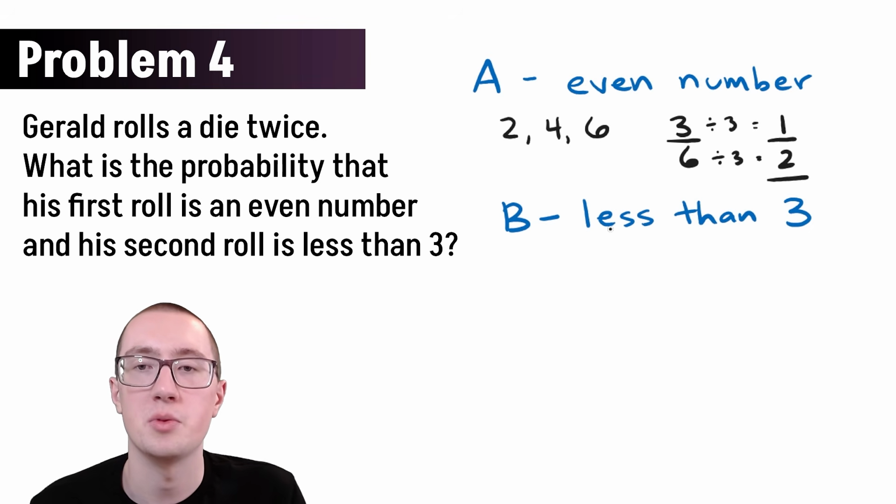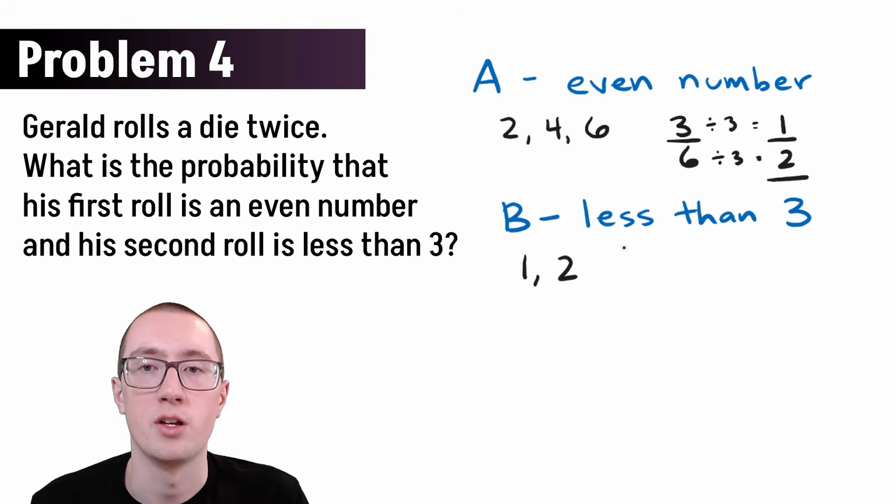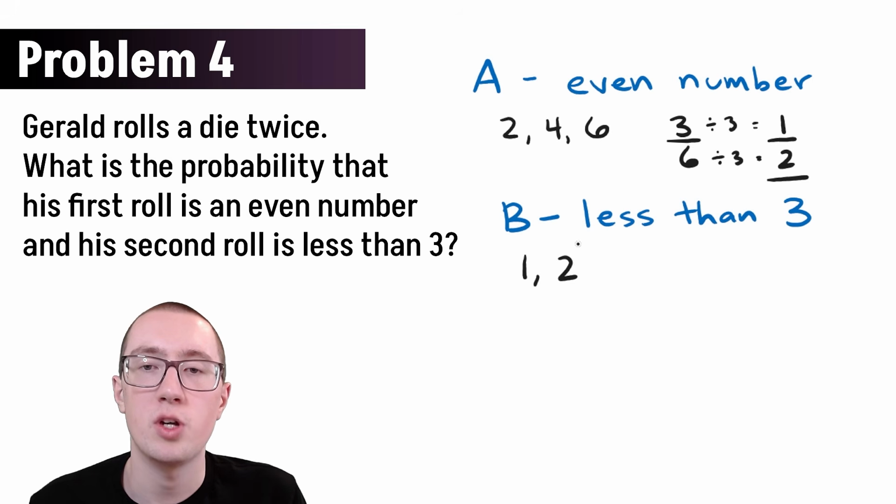Now let's look at the probability of on his second roll, he rolls a number less than 3. How many numbers on the die are less than 3? Well, 1 is less than 3, and 2 is less than 3, but that's it. There are no other numbers on 1 through 6 that are less than 3. So that means he has 2 numbers that he can roll out of the 6 possibilities. So he has a 2 out of 6 shot at making event B true.